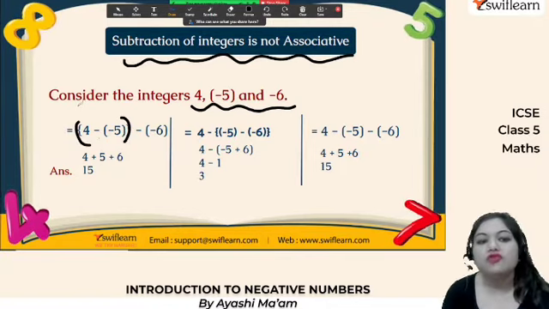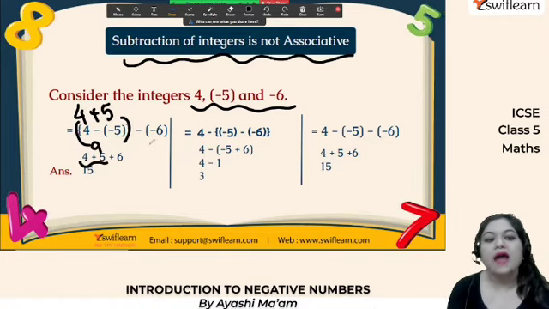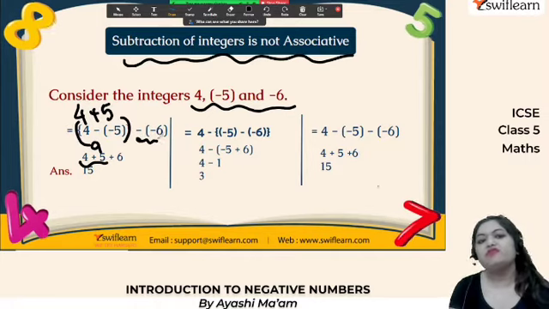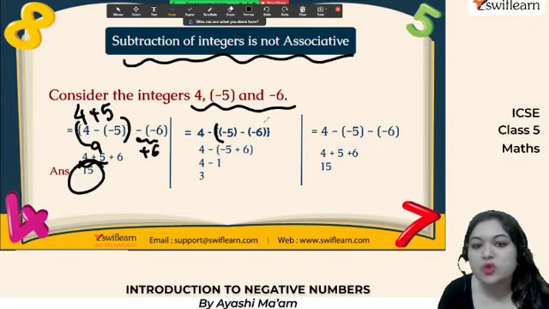So when we are doing 4 minus minus plus 5, right? This is giving us 9, and then again here we have minus minus, so plus 6. 9 plus 6 is going to give us 15. Now the second time, let's do these two at first.